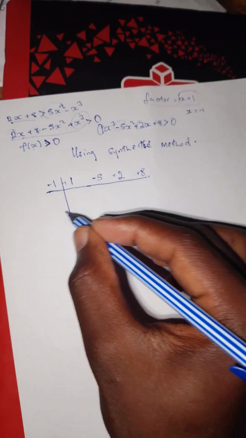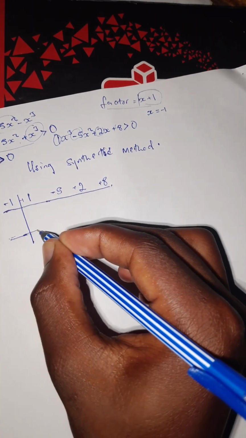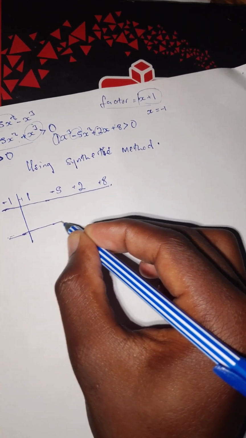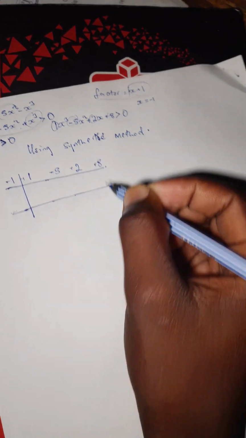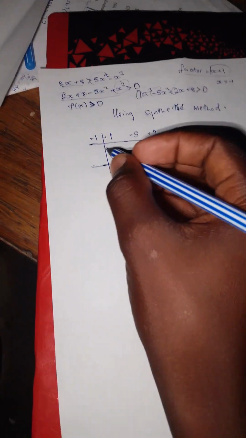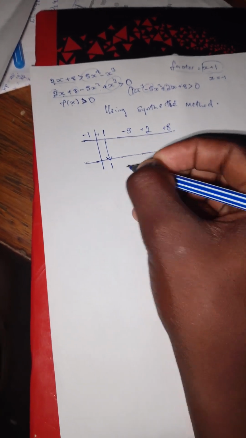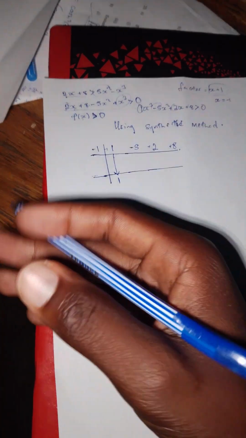Some questions at CBU, like I mentioned in the previous video, are going to ask you to divide a certain function by a certain function using the synthetic method, and this is exactly how you do it. You bring the first number down just like that, and then you multiply. Simple stuff.